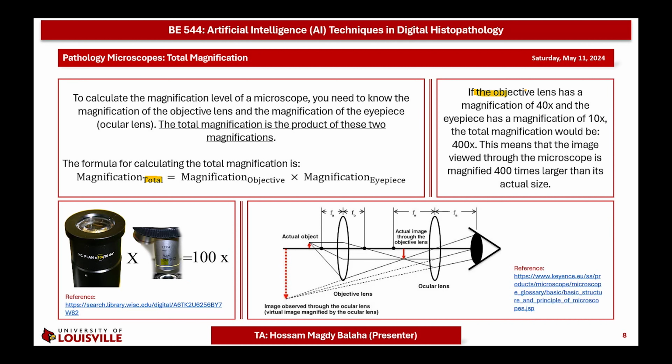So assume the objective lens has a magnification of 40x and the eyepiece has a magnification of 10x. The total will be the multiplication of them, which is 400. This means that the image viewed through the microscope is magnified 400 times larger than the actual size. This is very simple.